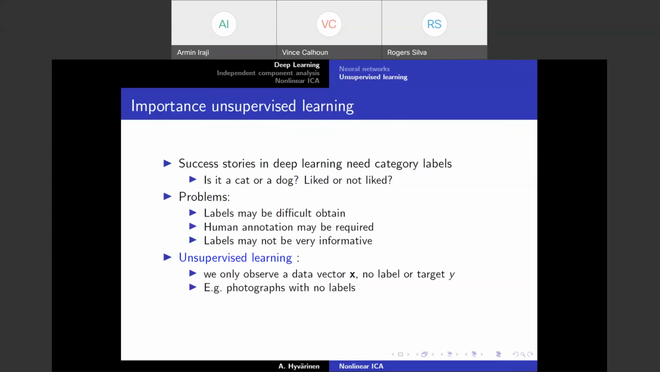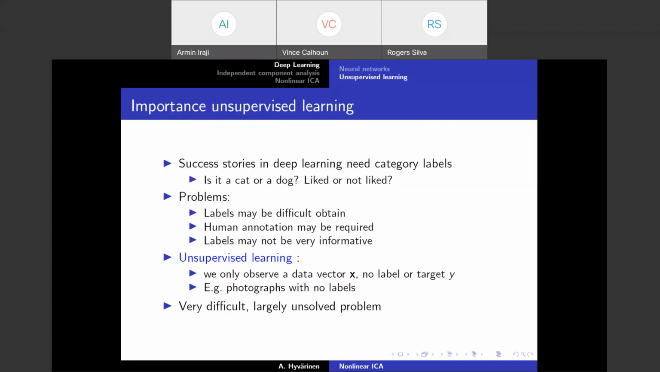So this leads to unsupervised learning, where the idea is that we only observe a data vector, many observations of a data vector or a big data matrix, but we have no idea of any kind of labels or targets or outputs. For example, we could have a lot of photographs with no labels, or a lot of EEG without any kind of labels. So this is basically a very difficult, largely unsolved problem.